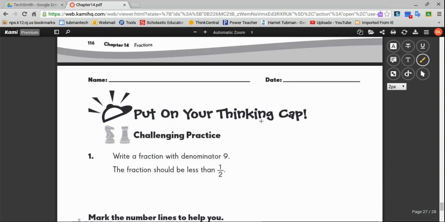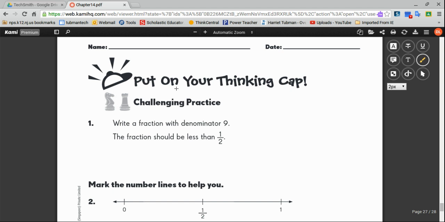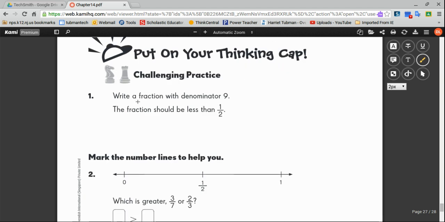This is page 117. Put on your thinking cap. Challenging practice. It says write a fraction with denominator 9. Okay, so we know our denominator is our bottom number, so we need a denominator of 9. And the fraction should be less than 1/2.